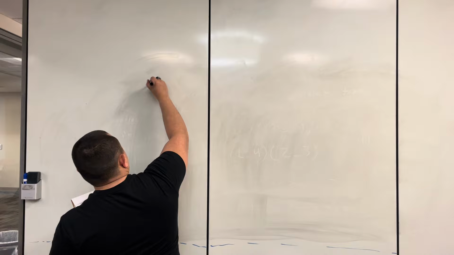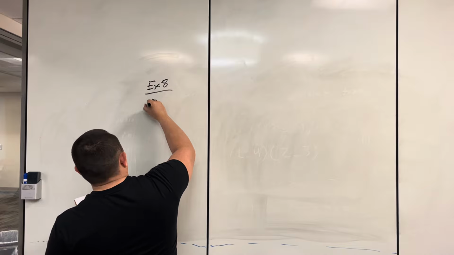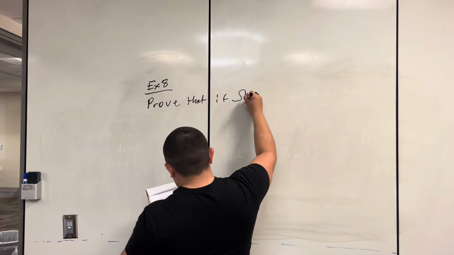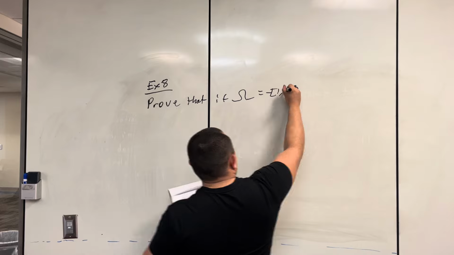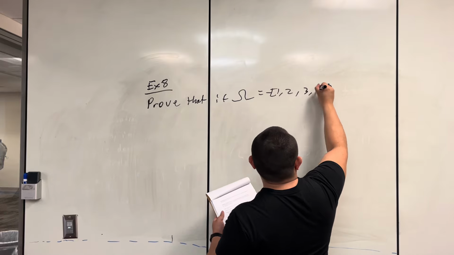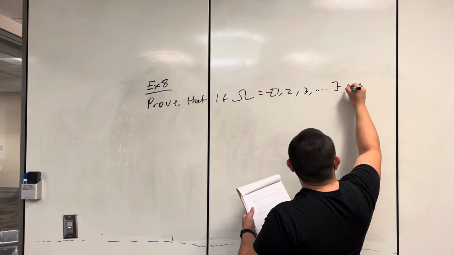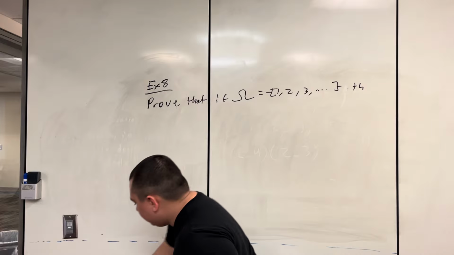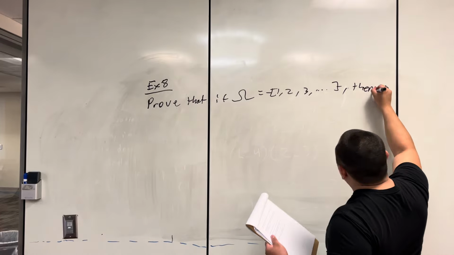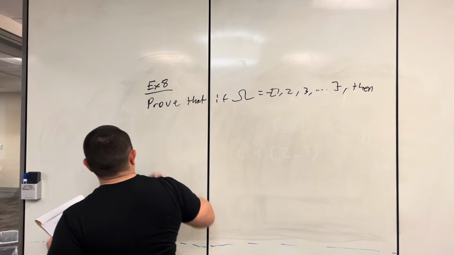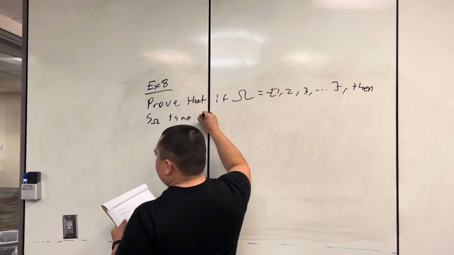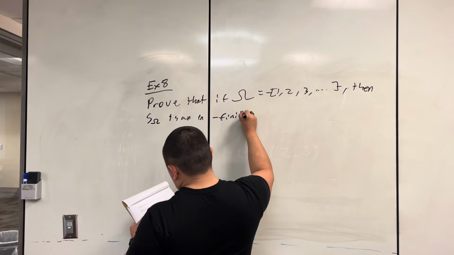Exercise 8. So for exercise 8, prove that if omega is equal to 1, 2, 3, continuing on, then S sub omega is an infinite group.